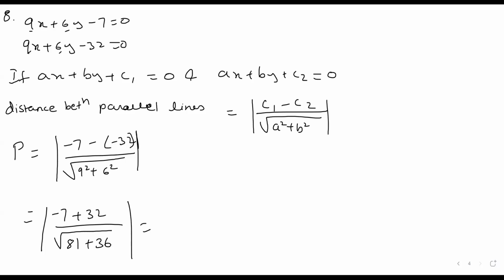So 32 minus 7 is 25 upon under root 117. प्लस च आहे म्हणून मॉड्युलस टाकायची काही गरज नाही. And we need not even solve this, because 117 is not a perfect square, so we cannot find out the under root. So we can simply write down this is in units. Simple. We can go on to question number 9 now.